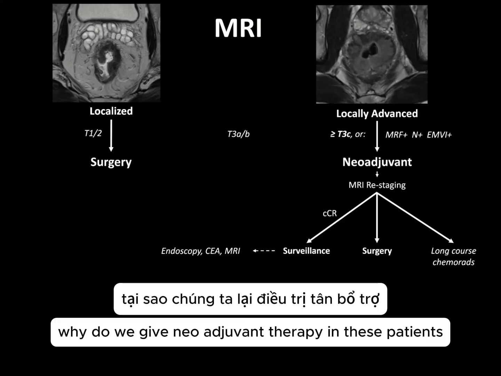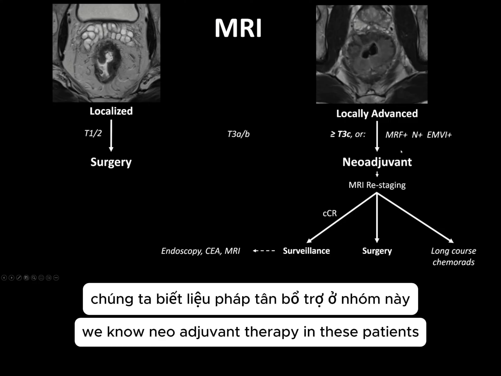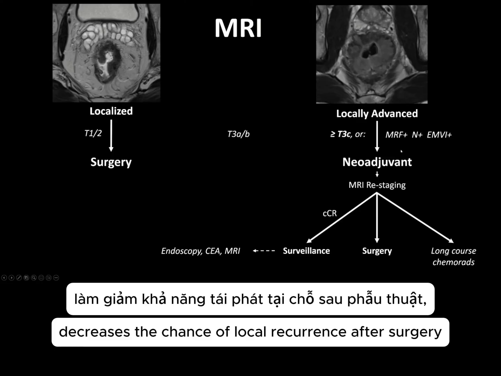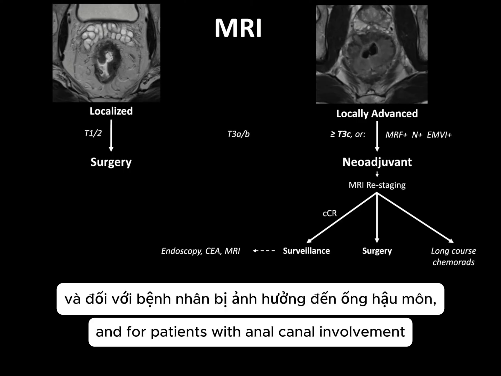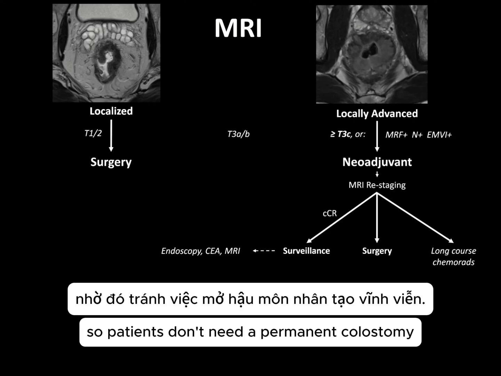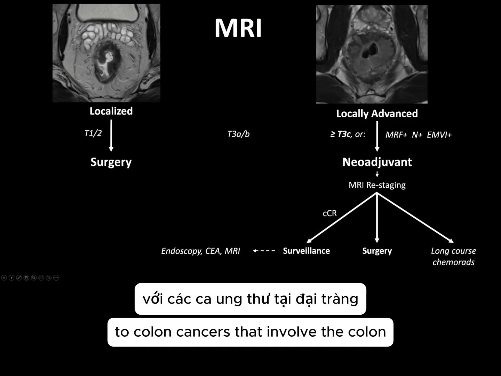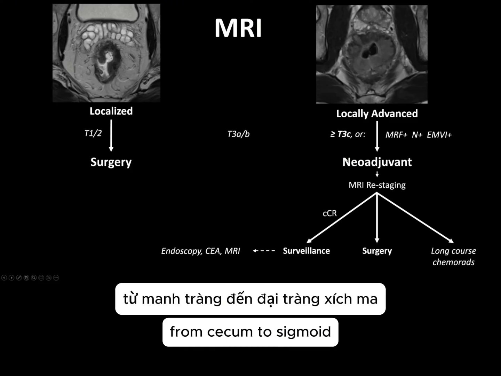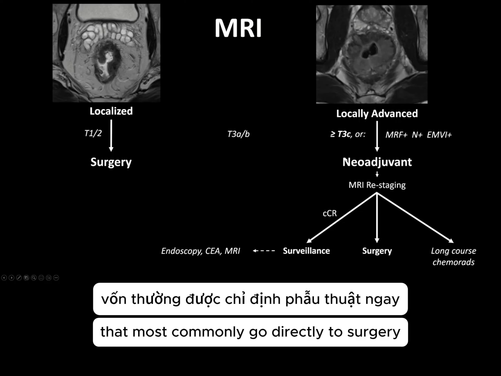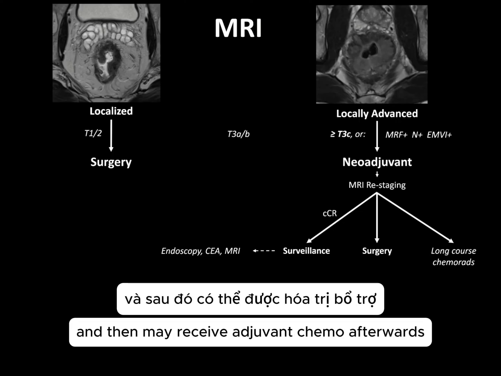So why do we give neoadjuvant therapy in these patients in the first place? Well, we know neoadjuvant therapy in these patients decreases the chance of local recurrence after surgery. And for patients with anal canal involvement, for example, it gives us a chance to shrink the tumor and preserve the anal sphincter at surgery so patients don't need a permanent colostomy. This entire management strategy is in contrast to colon cancers that involve the colon from cecum to sigmoid that most commonly go directly to surgery without neoadjuvant therapy and then may receive adjuvant chemo afterwards.